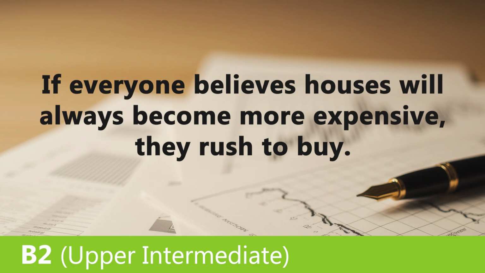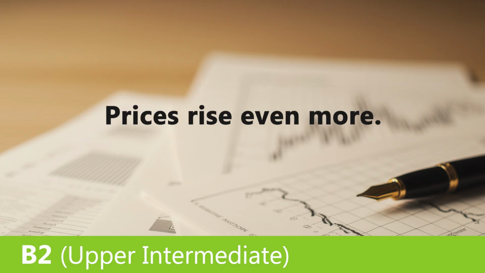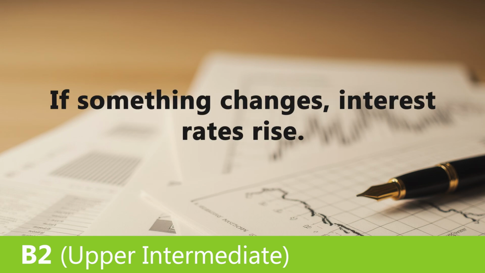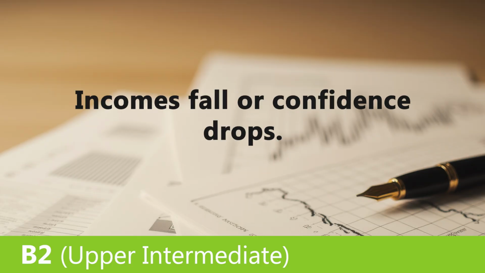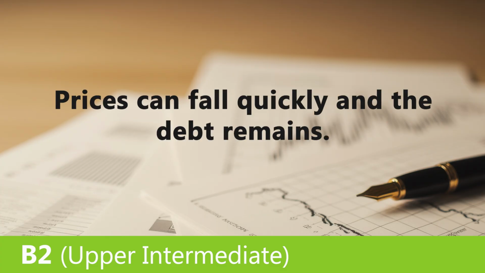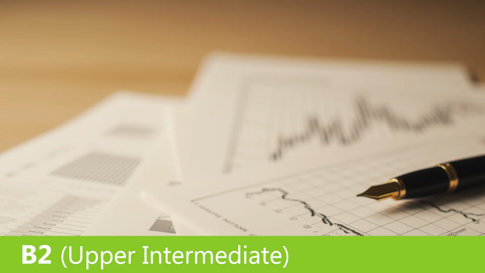If everyone believes houses will always become more expensive, they rush to buy. Banks give more loans. Prices rise even more. Then the system becomes fragile. If something changes, interest rates rise, incomes fall, or confidence drops, people stop buying. Prices can fall quickly, and the debt remains. This can create a crisis.